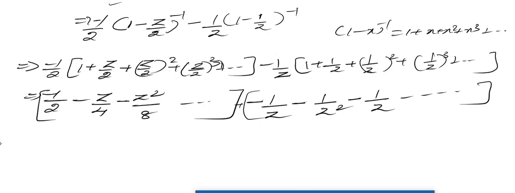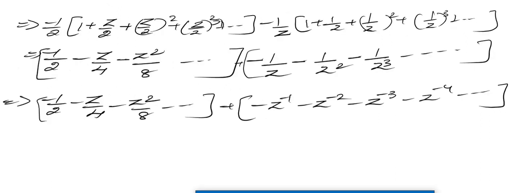You need to add the terms, but see the terms here, we have z and here we have 1 by z, so we have a combination of both positive power of z and negative power of z. So it is very clearly seen that the series is a combination of positive powers and negative powers. So when you have a combination of positive series and negative series, this becomes the Laurent series.